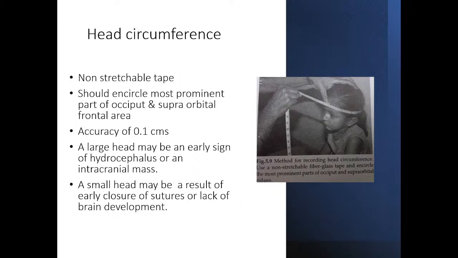So you need to keep it at the occiput, and on the front side just above the supraorbital ridges. It should be just to the supraorbital ridges, and it should be a cross method. You should not just try to touch it. It should always be a cross method, and you need to take it.